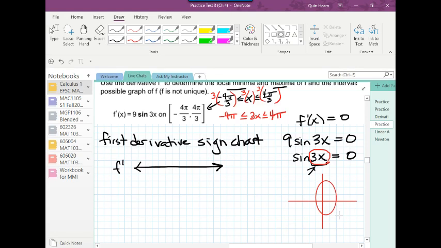So what we're going to do is multiply through by 3 on all sides of this inequality. And that's going to give us that negative 4 pi is less than or equal to 3x is less than or equal to 4 pi. So we're going to find any solution, any angle. We're going to call that angle 3x. You could think of it as alpha or something if you don't like the 3x being there. But anyway, any angle between negative 4 pi and positive 4 pi that has a sine of 0.